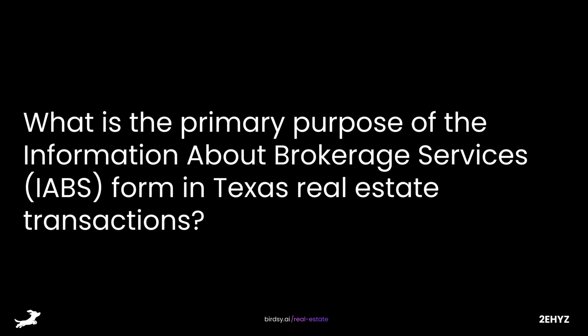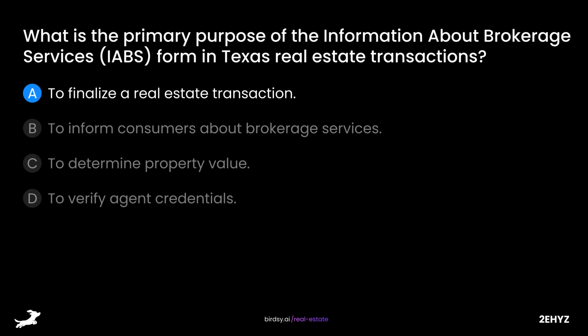What is the primary purpose of the Information About Brokerage Services form in Texas real estate transactions? Is it A, to finalize a real estate transaction, B, to inform consumers about brokerage services, C, to determine property value, or D, to verify agent credentials? The answer is B, to inform consumers about brokerage services.